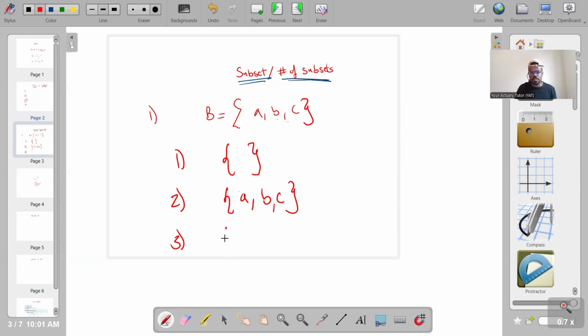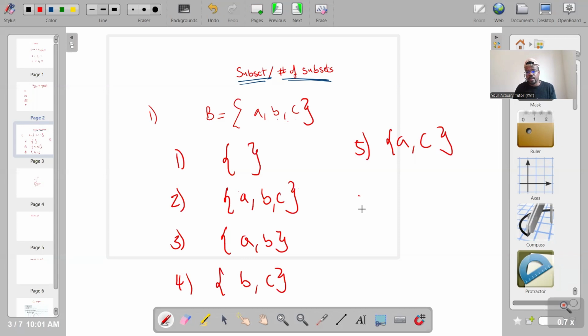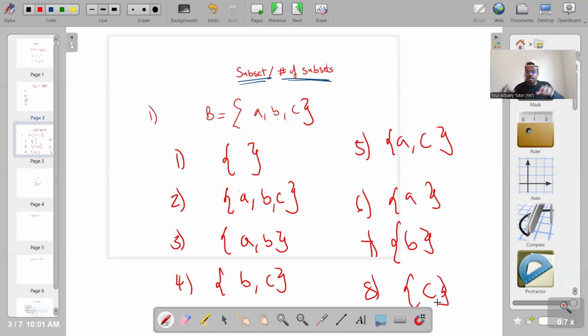How can we have 2 elements, people? We can have A with B. We can have what else? You tell me. B with C. Yeah, man. The 5th one now. What's that now? A with C. Yeah, man. And then we're going to go to what's next? We can have A by himself. We can have B by himself. And then we can have C by himself. So what have we just done? These are all of the subsets for this set B. Okay? How many did we end up getting? 8 of them.